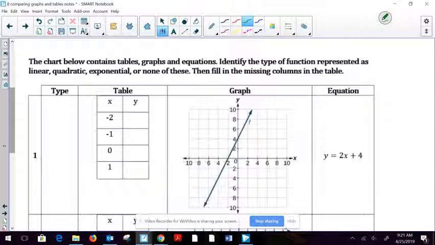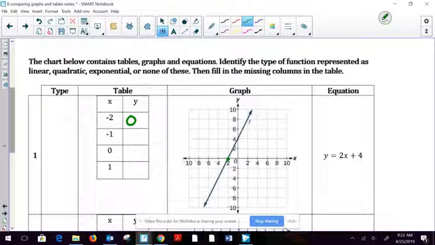This chart below contains tables, graphs, and equations. We want to identify the type of function represented as linear, exponential, quadratic, or none. So if we look at the table here, we can use our graph to identify what table values go there. So at -2, when x is -2, my y value is 0.